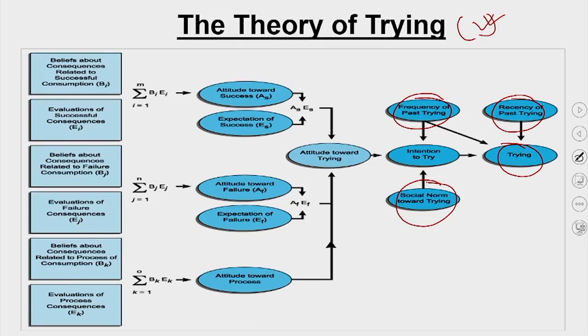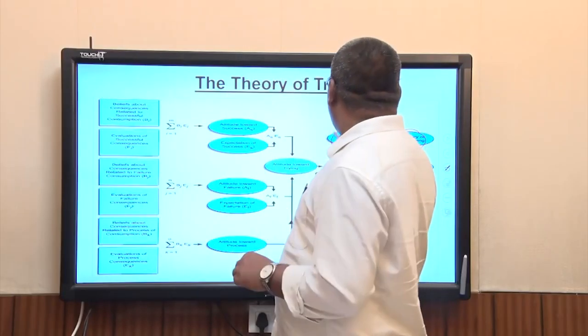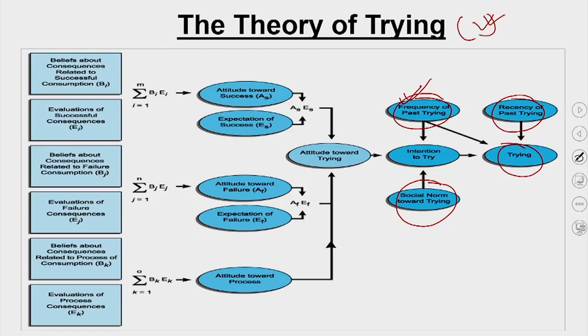So, Sita actually trying a new gym is dependent on three factors. First factor is how frequently she has been to the gym in the past. Second, what does she believe other people think about her joining the gym? What does Sita think other people have to say about her joining the gym? And it is also dependent upon how many times in the recent past she has actually been to the gym, the recency of past trying, how recently she has tried this.